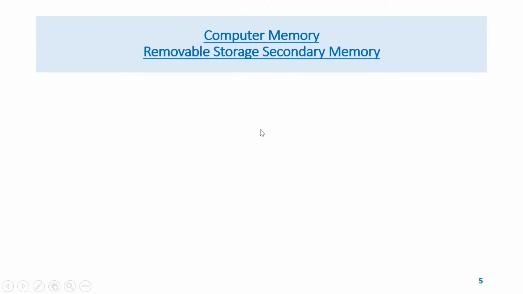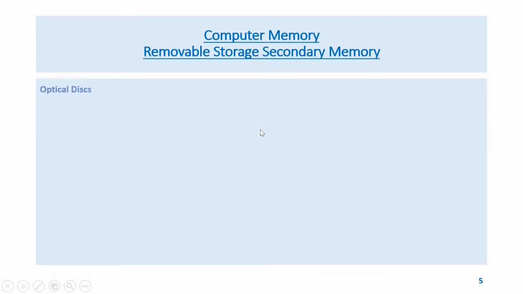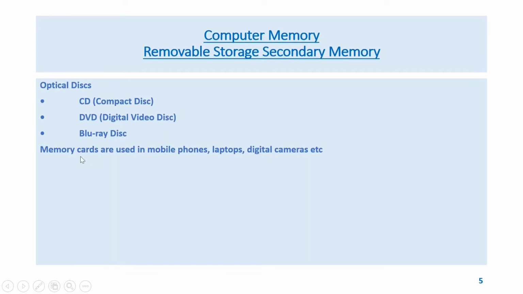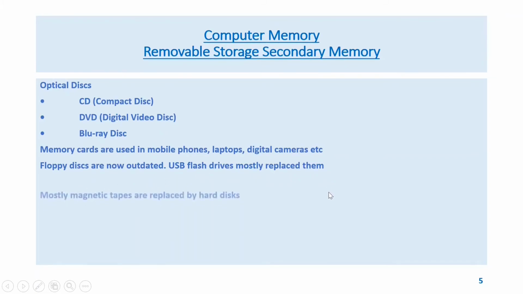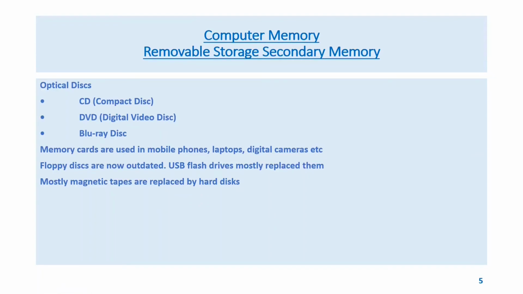Now let us look into removable storage secondary memory. There are optical disks. Optical disks are compact disks, that is CDs, DVDs, that is digital video disks, and Blu-ray disks. And there are memory cards in removable storage, and memory cards are used in mobile phones, laptops, digital cameras, etc. Floppy disks are now outdated and USB flash drives mostly replace them. Magnetic tapes are mostly replaced by hard disks. So these are the removable storage secondary memory.